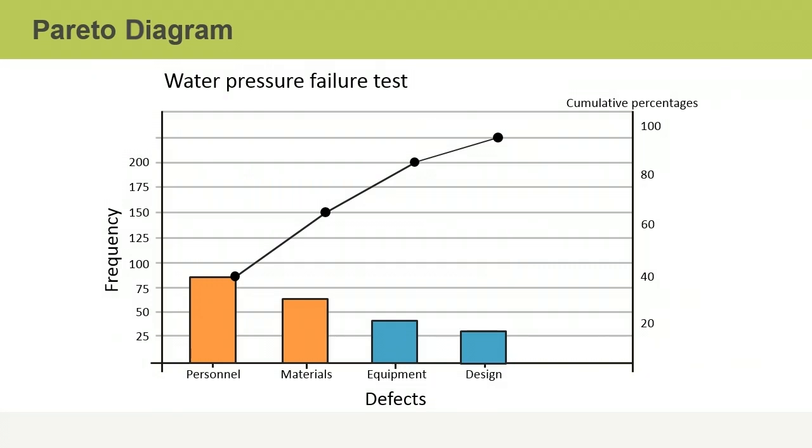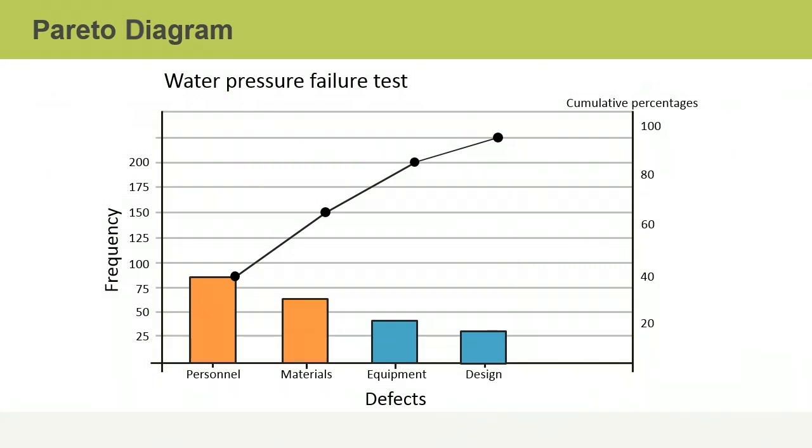You apply the Pareto principle or the 80-20 rule to identify the 20% of causes that are causing 80% of the defects, in this case, personnel and materials. This helps you establish priorities in terms of implementing corrective action so that causes resulting in the most defects are addressed first.